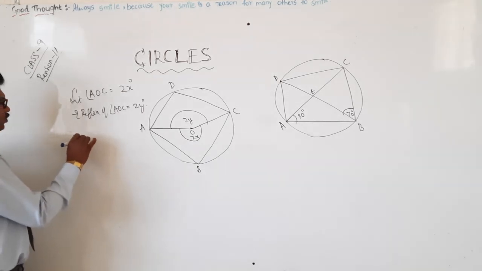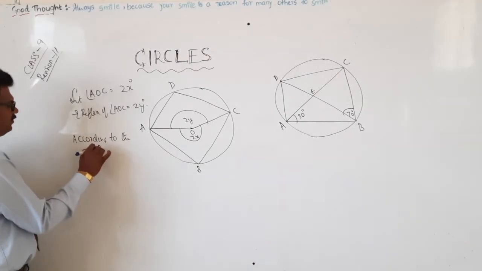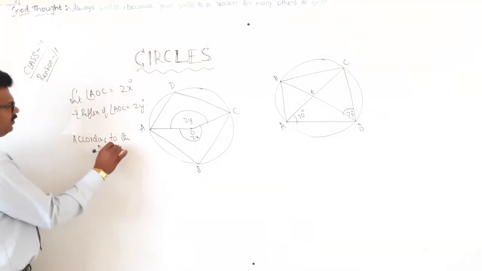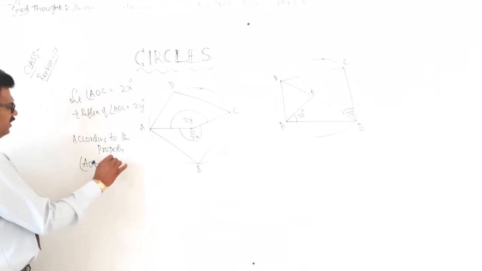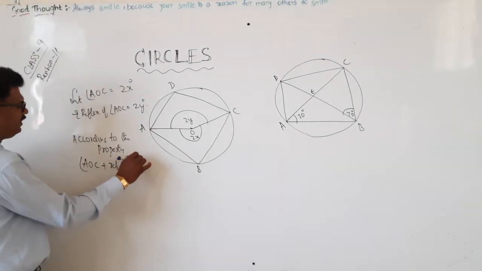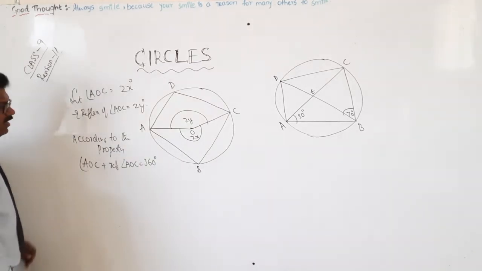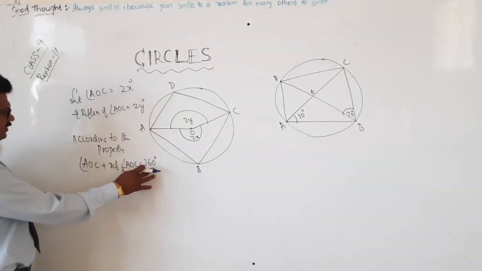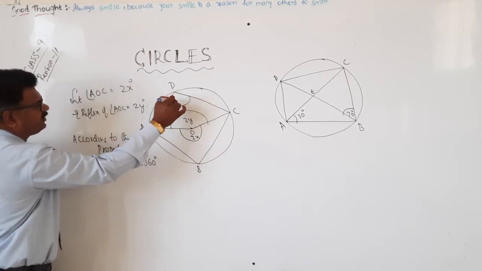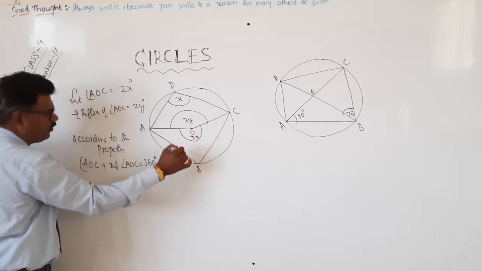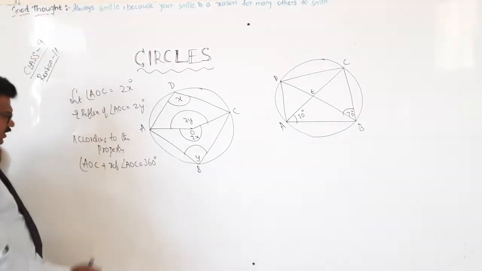Now, according to the property, angle AOC plus reflex of angle AOC is equal to 360 degrees. Therefore, this is 360, right? When it is 2x, what about this? Yes, x. If it is 2y, what about this? Yes, y. Okay? Very, very simple.